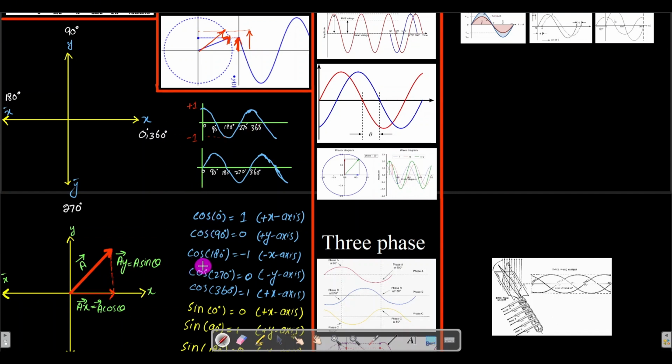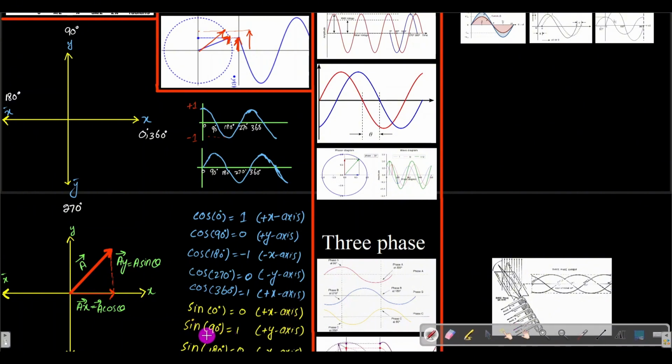Okay, so now we have to apply the sine theta on this. Sine 0 is equal to 0. Why? This is because the sine theta is only associated with the y-axis, and here this 0 is on the x-axis. So on the x-axis the sine is 0, therefore sine 0 is equal to 0, because this is on the positive x-axis. And sine 90 is equal to 1, because on the y-axis we have the sine value, and this is the positive y-axis.